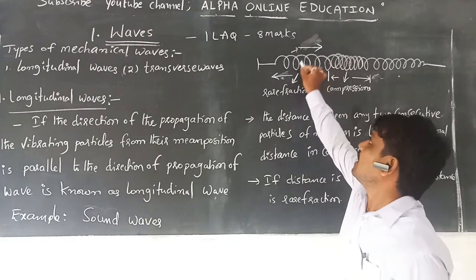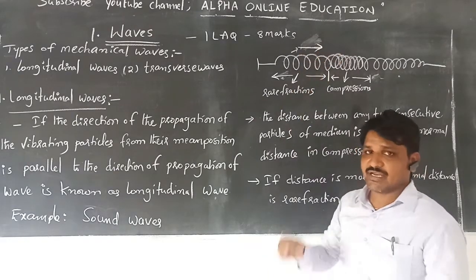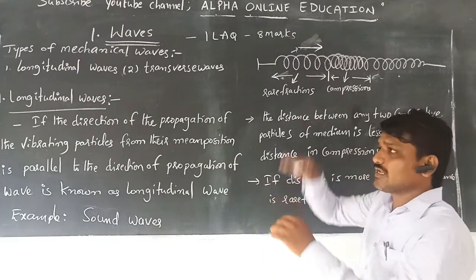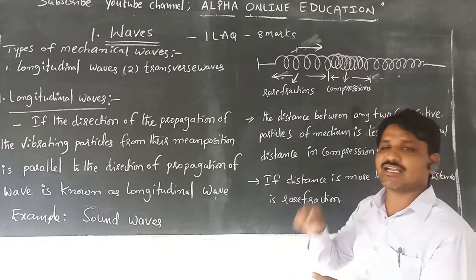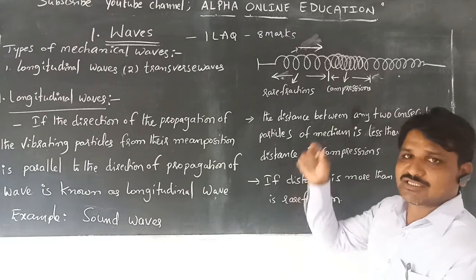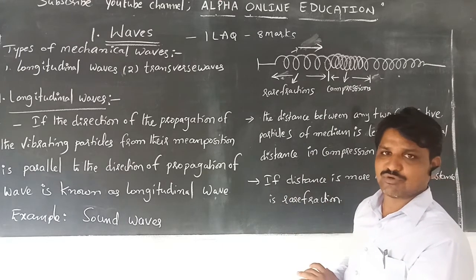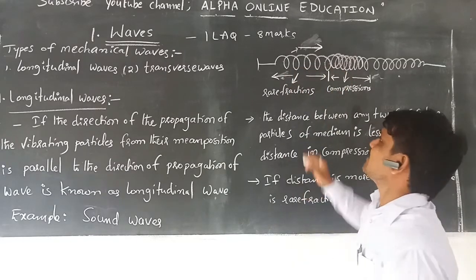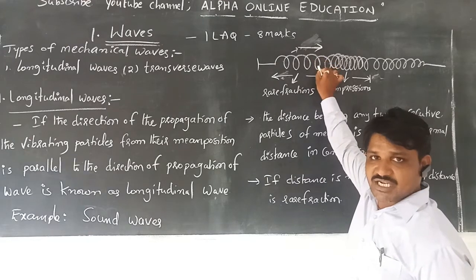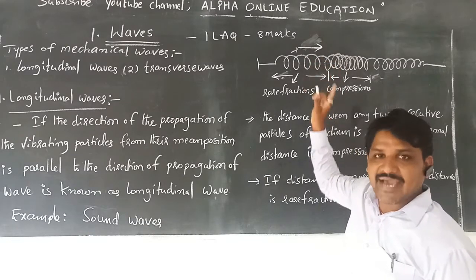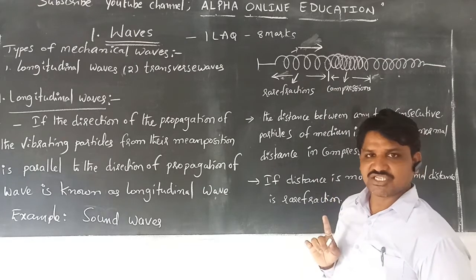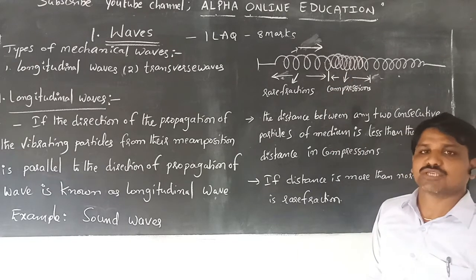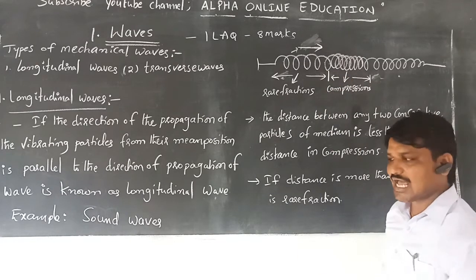Once again, whenever the spring is expanded by a force and released, it starts oscillations, either vertical or horizontal, in simple harmonic motion, and it expands and compresses. So whenever the direction of vibration of the particles is parallel to the direction of propagation of the wave, it is called a longitudinal wave. For example, sound waves are the best example of longitudinal waves.